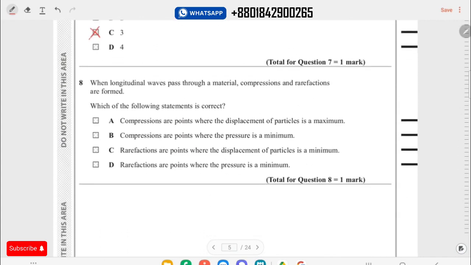We'll move to question 8. When longitudinal waves pass through a material, compressions and rarefactions are formed. Which of the following statements is correct?